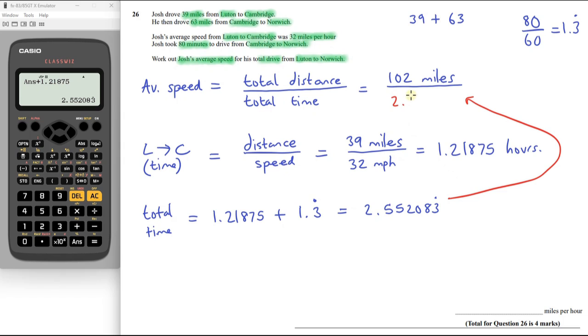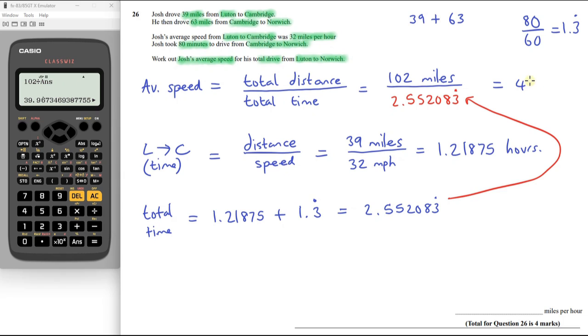So we've got 2.55208 recurring. Okay, so what is the average speed now? I've got this saved, so I'm just going to do 102 divided by answer, because that was the previous answer in the calculator, and I get a fraction which we can convert into something a bit more meaningful. So we get 39.9. I'm just going to round to one decimal place, so actually it's going to be 40.